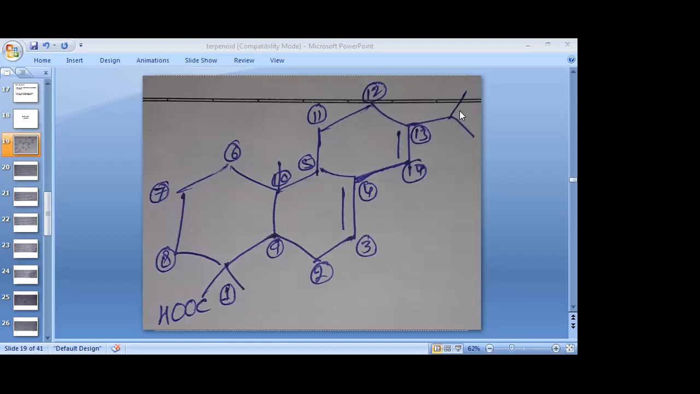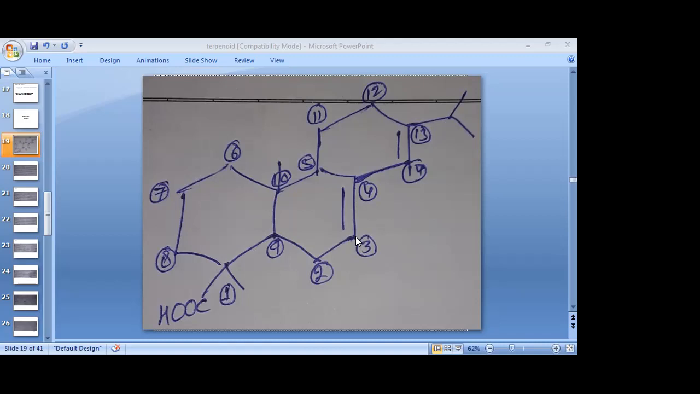Next, if we talk about the side chain, you can see the isopropyl group, one of the important side chains. And last, a very important feature, the conjugated double bond. So this is the overall structure of abietic acid.